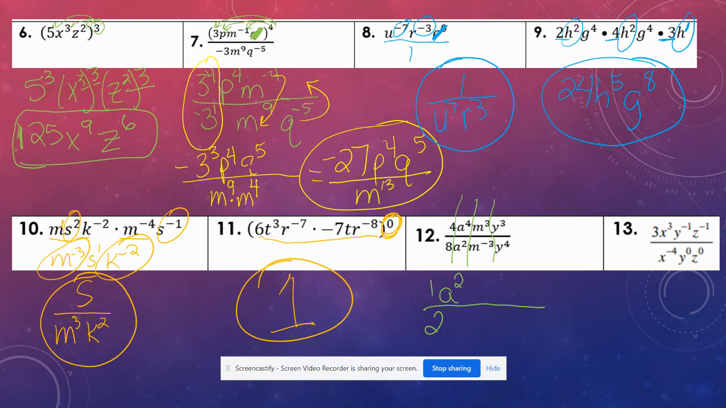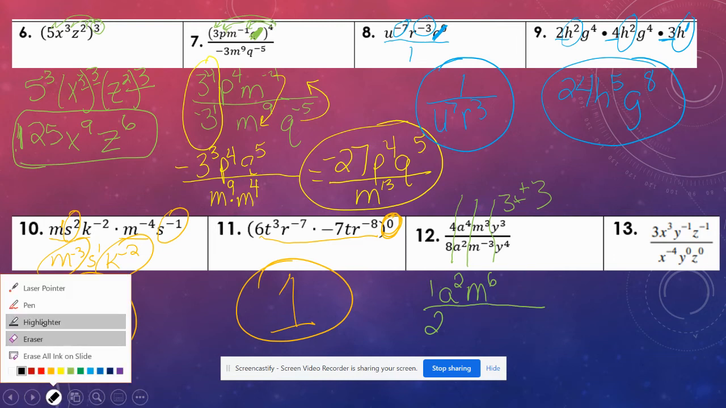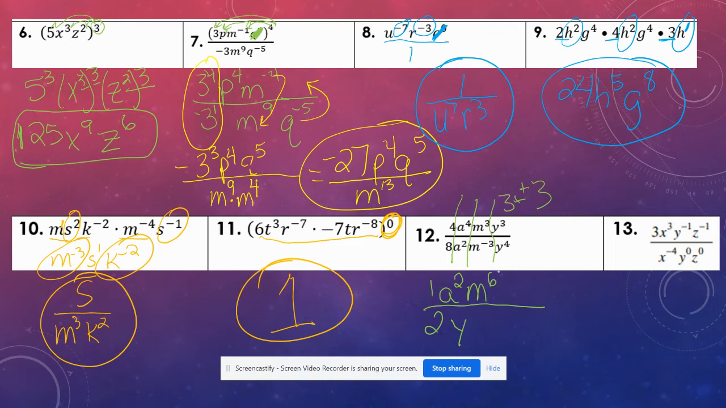We're subtracting here 3 minus negative 3. Well, minus negative 3 really is plus 3. So we have m to the 6th. And then 3 minus 4 is negative 1. Well, remember, we cannot leave any negative values in our answer, so that negative 1 drops the y to the bottom. And this is our final answer.